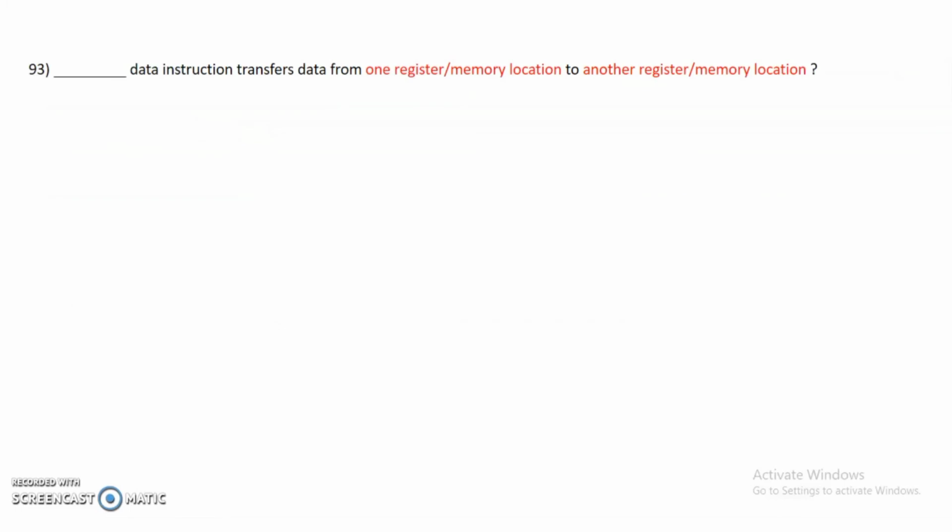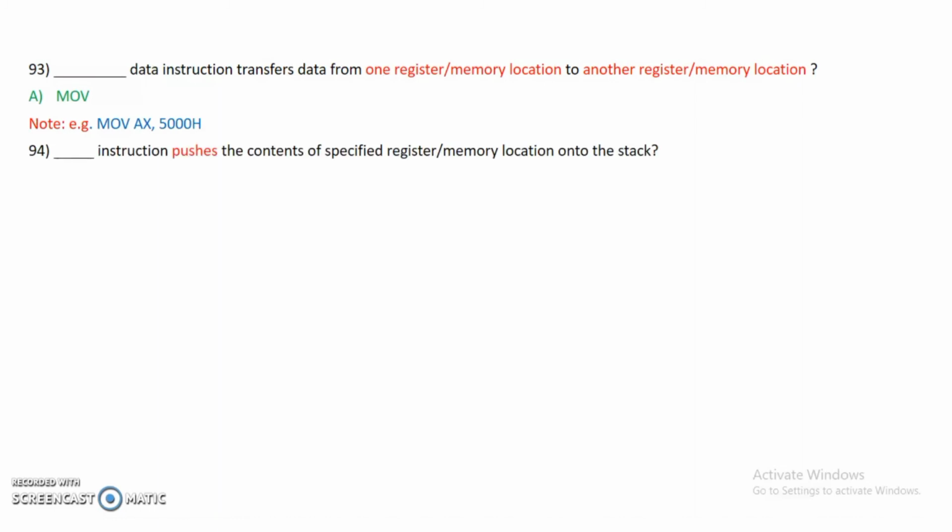Bit number 93. The dash data instruction transfers data from one register or memory location to another register or memory location. So the answer will be move. Move is an instruction which is used to move the data from one location or register to another register or location. For example, move AX, 5000H. So here I am moving the value 5000H into register AX.